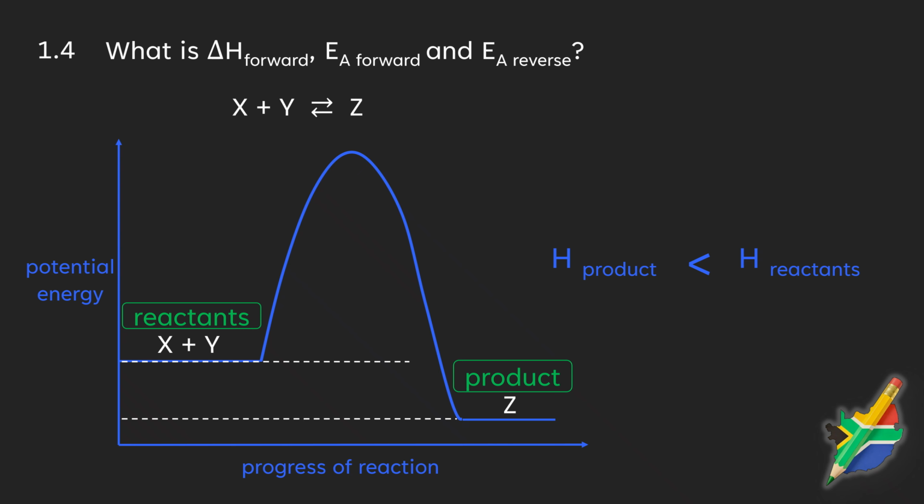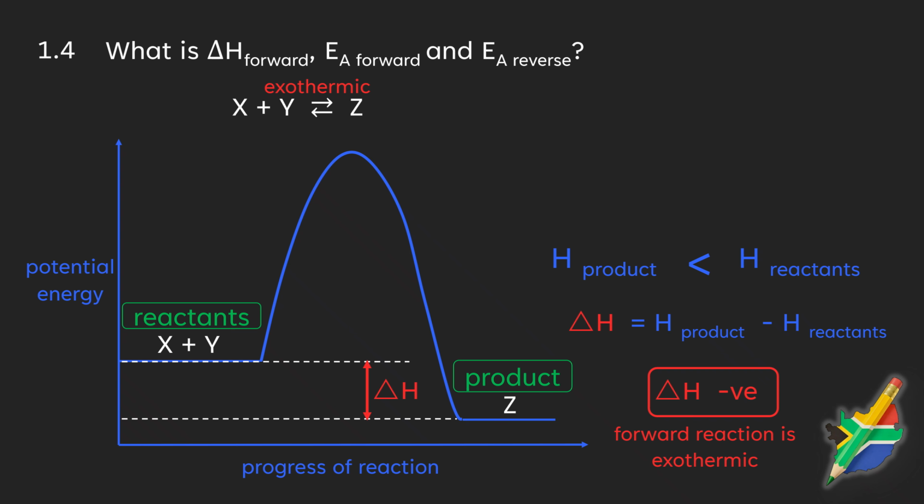Notice that the energy of the reactants is higher than that of the product, and the difference between these two values is delta H, the heat of reaction or enthalpy of reaction, which is shown by the red arrow on the graph. Since the energy of the product is less than that of the reactants, delta H is negative, and the forward reaction is exothermic or energy releasing. So the answer cannot be C, which has a positive heat of reaction.